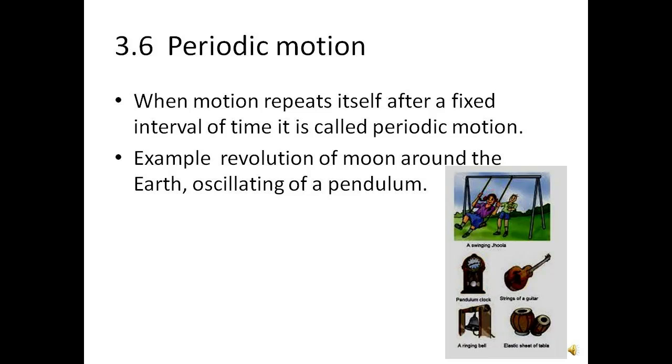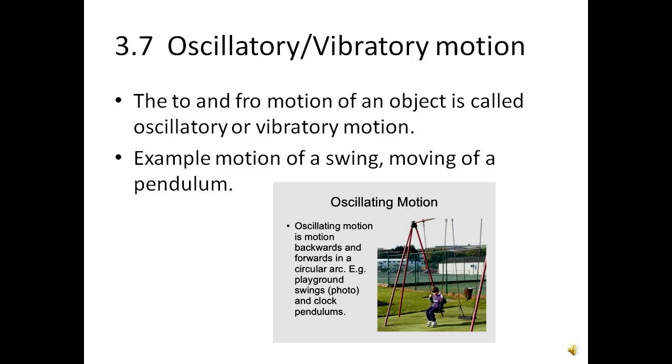The topic we will be covering now is oscillatory motion or vibratory motion. The to and fro motion of an object is called oscillatory motion or vibratory motion. If you don't know what to and fro means, it is the forward and backward movement in a circular arc.